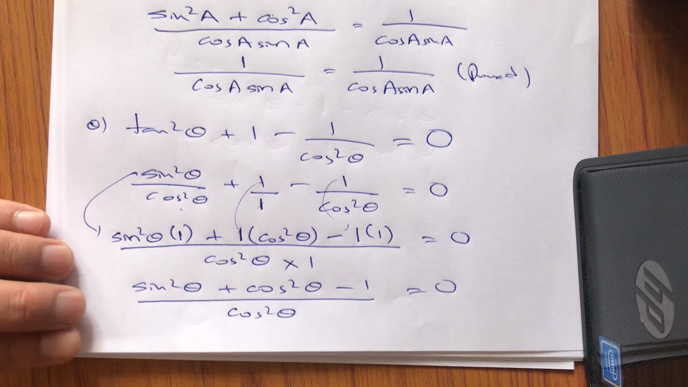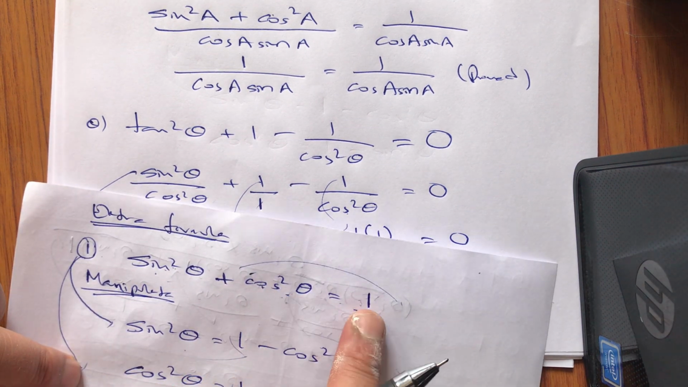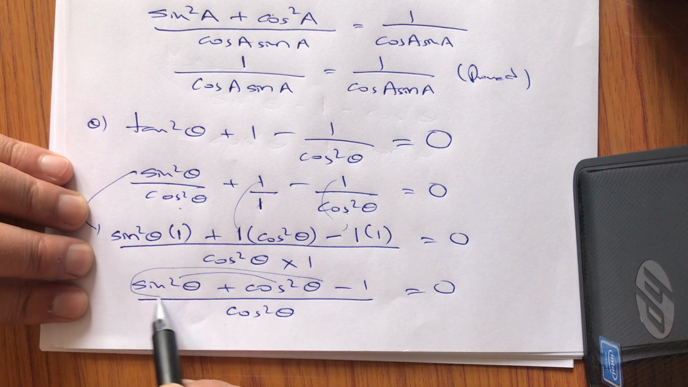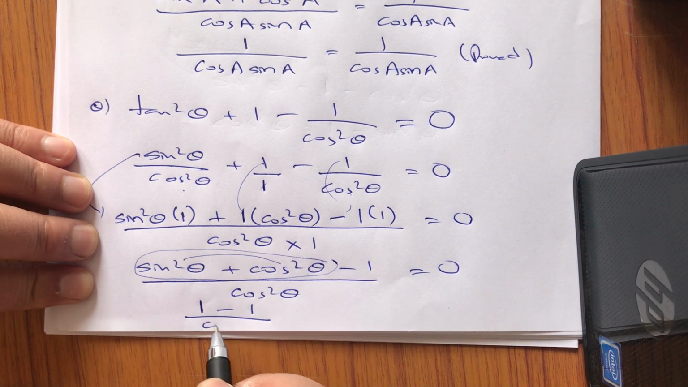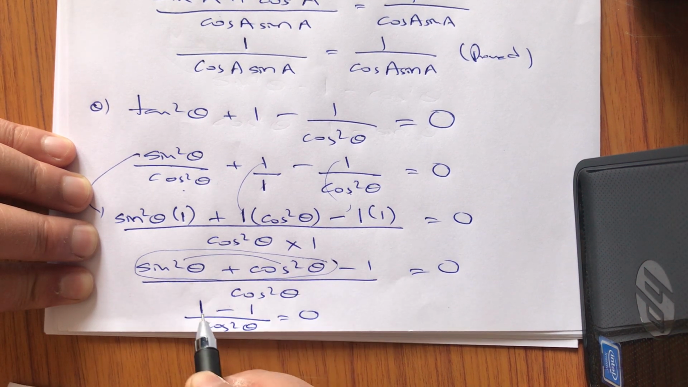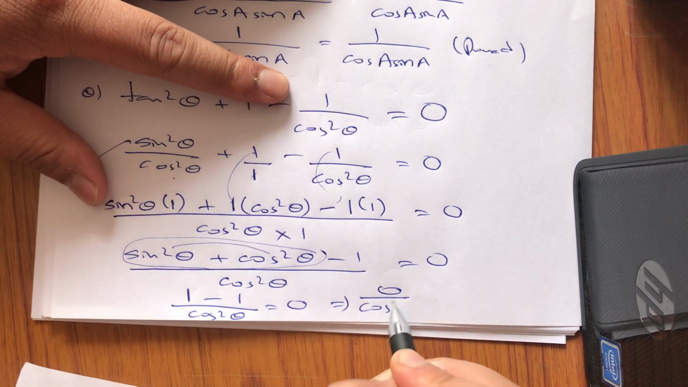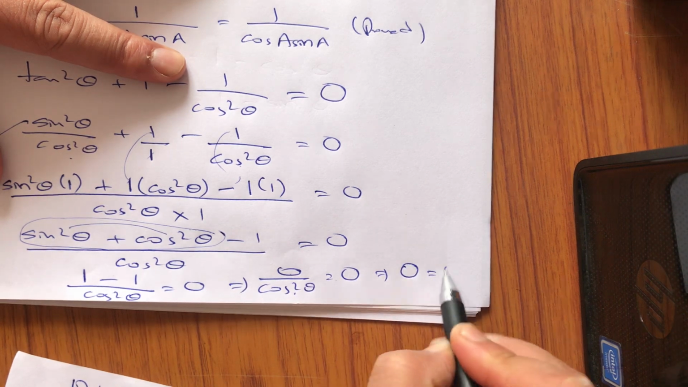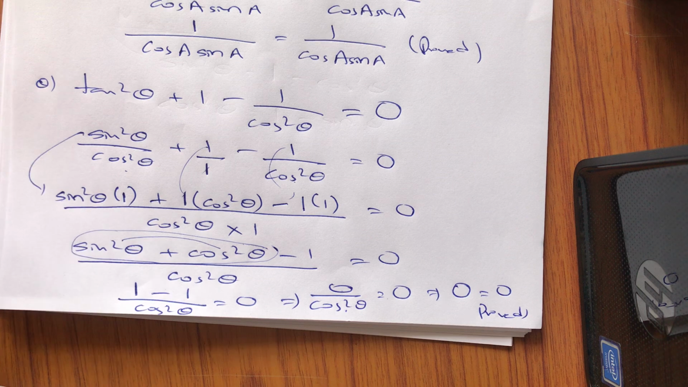But just now we learned that sine square plus cos square gives me a 1. So I can replace the two of them; the entire thing, I can take it out and in its place I can put a 1 minus 1 divided by cos square theta is equal to 0. And 1 minus 1, we already know it's a 0, by cos square theta is equal to 0. 0 divided by anything is 0. So we get 0 is equal to 0. That's how it's proved.